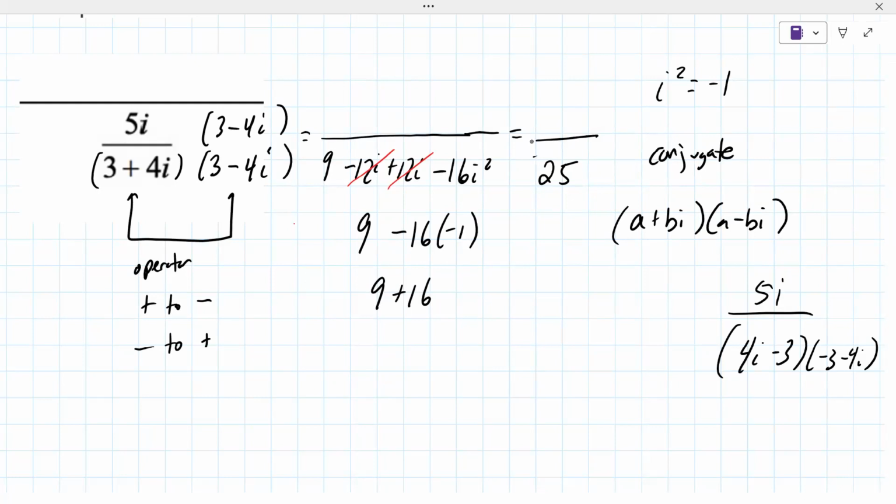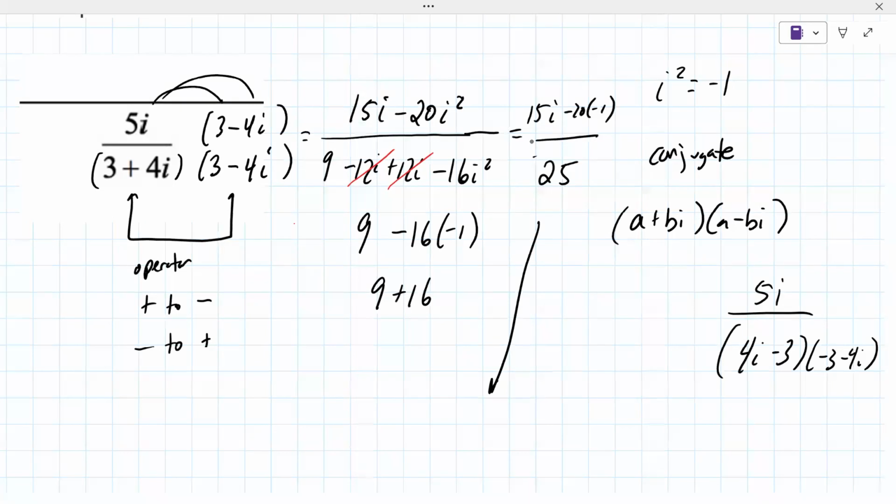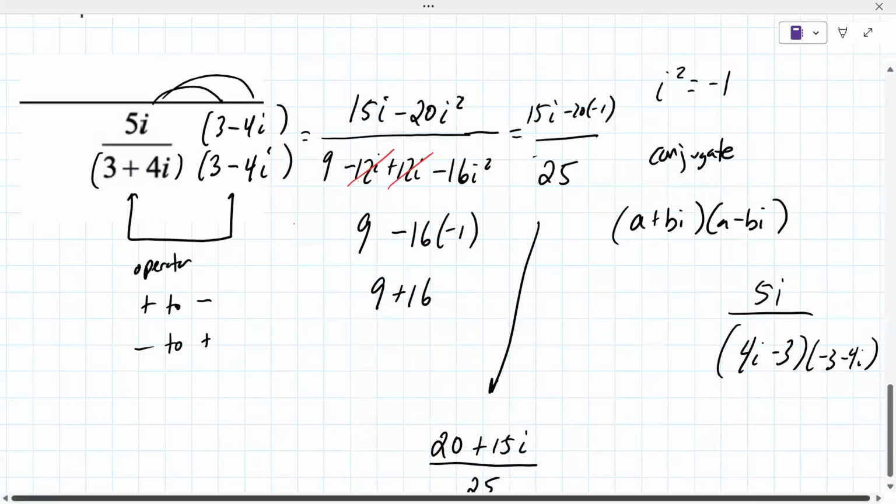In the top, you're distributing this 5i to both of these. So it's 15i minus 20i squared. Same thing: 15i minus 20 times -1. Running out of room, so I'm going to come down here. And then you reorder it. So it's 20 plus 15i over 25.